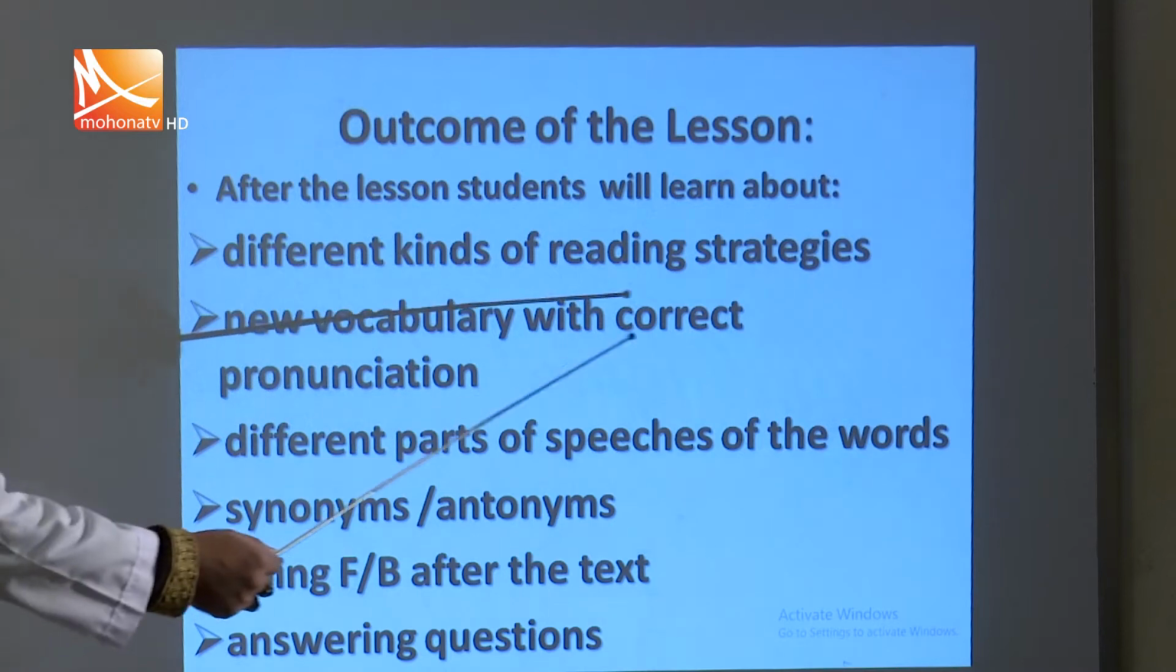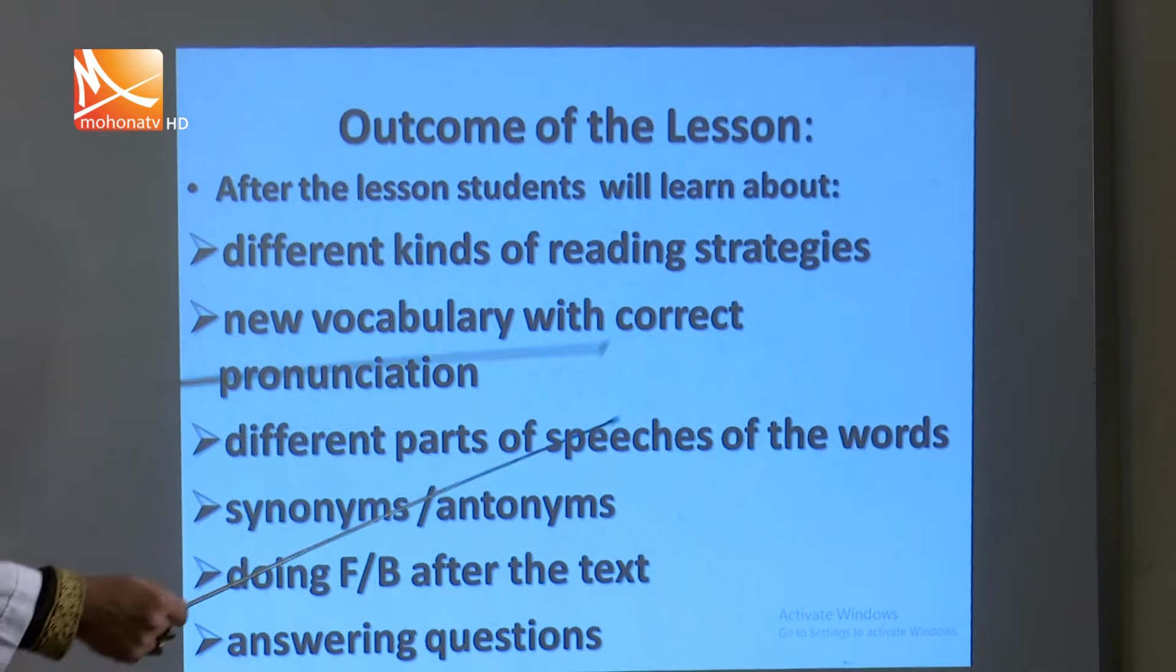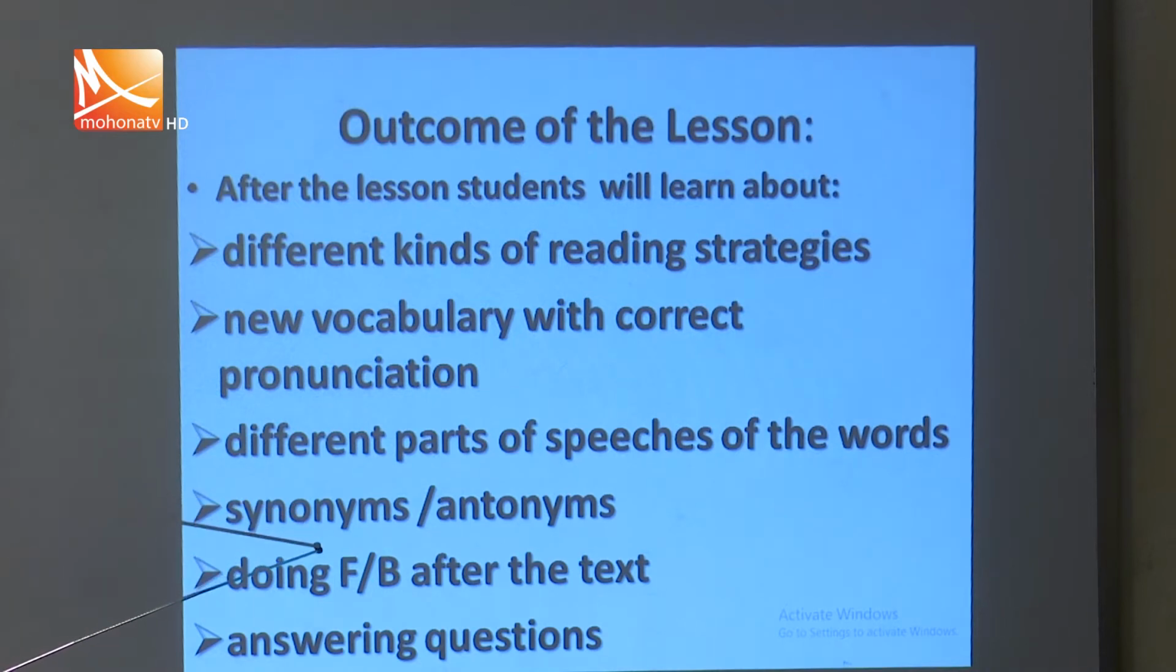And you will learn new vocabulary and correct pronunciation as well. And different parts of speech of some words. And also you will know synonyms, antonyms. And of course you will know how to do fill in the blanks after the text and answer the questions.